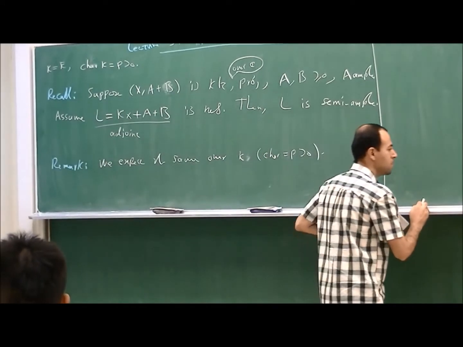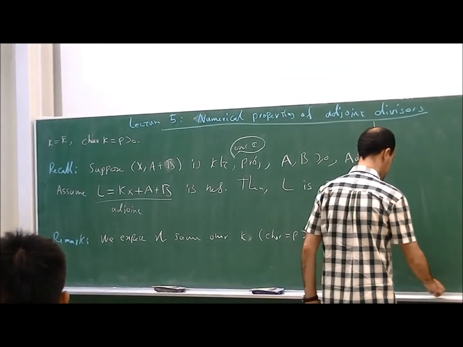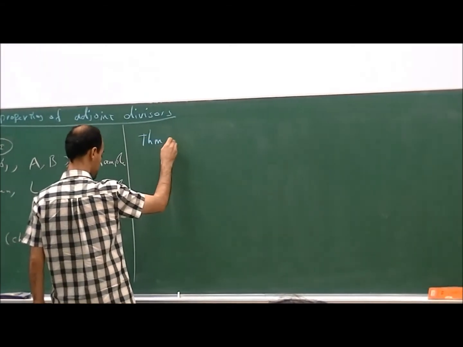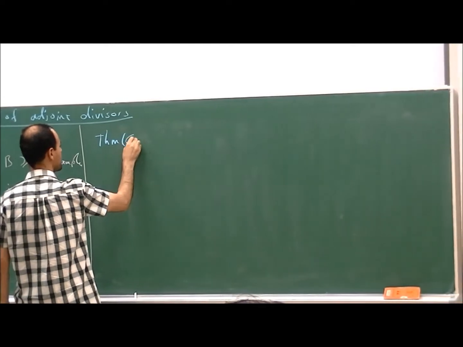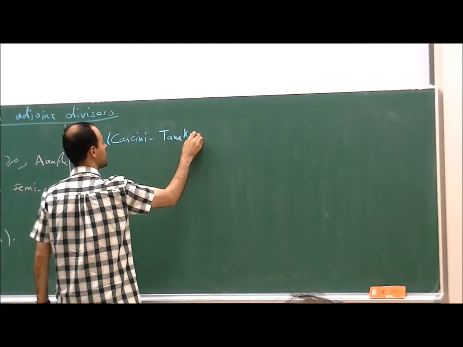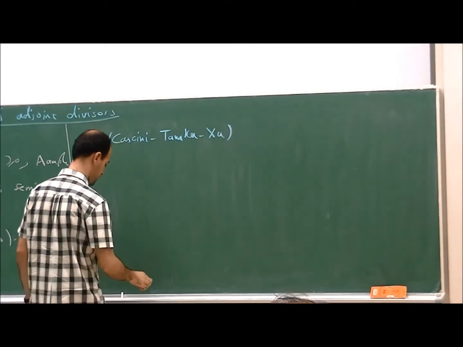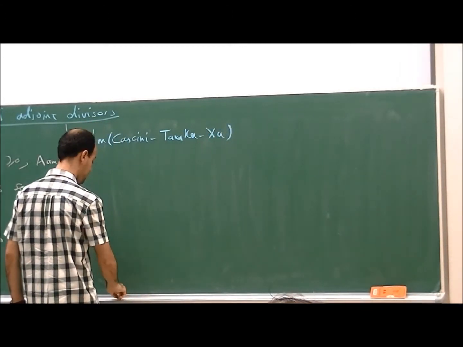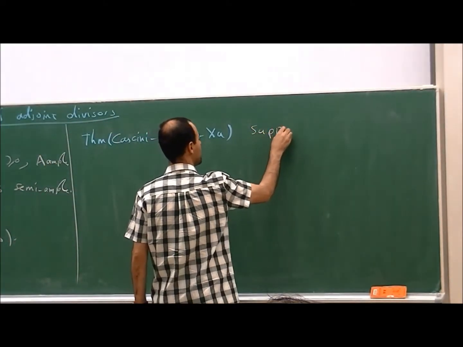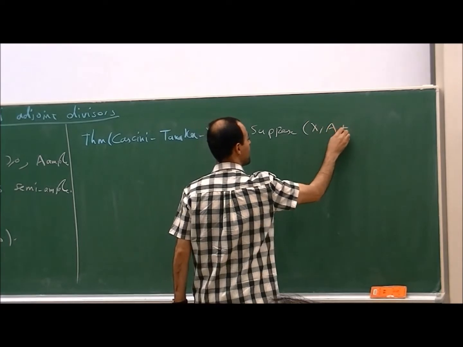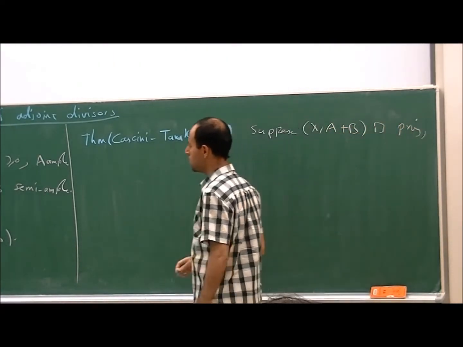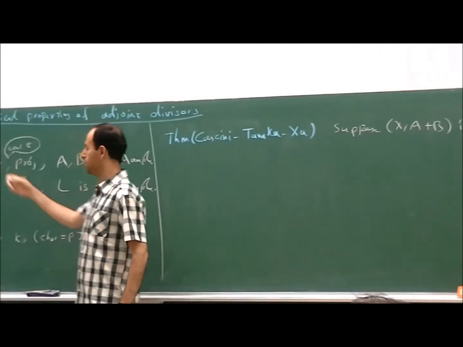However, there is one particular case of this statement that was recently proved, and this is the main theorem of this lecture. This is by Kawakami, Tanaka, and Shu. So suppose that we have exactly the same kind of situation here. Suppose we have (X, A+B), this is projective, but instead of KLT we replace it with something in positive characteristic.